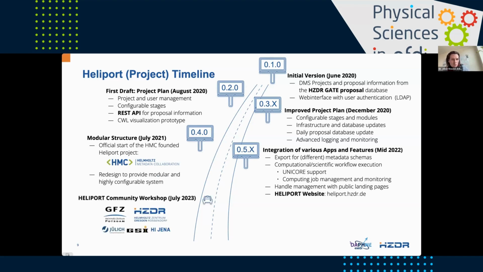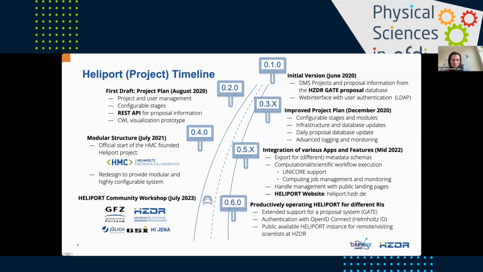We had a community workshop where also new project members from GFZ and Potsdam and GSI joined us. And at the moment, we have one prototype at HTTR. We connected our Heliport instance to the Helmholtz ID. So everybody with an academic account can log into our Heliport instance, but it is our Heliport instance. So only we can create projects, but then we can add a person afterwards to join us.